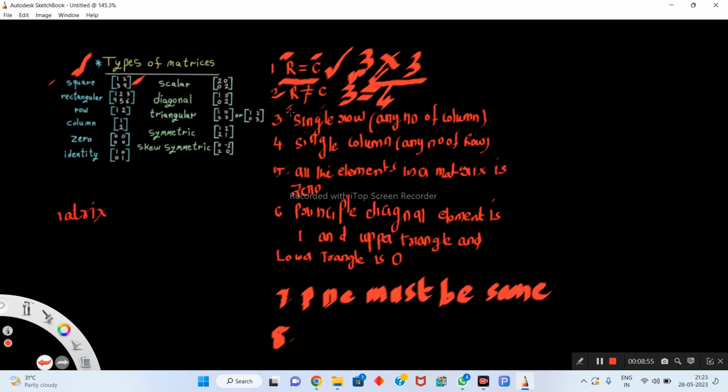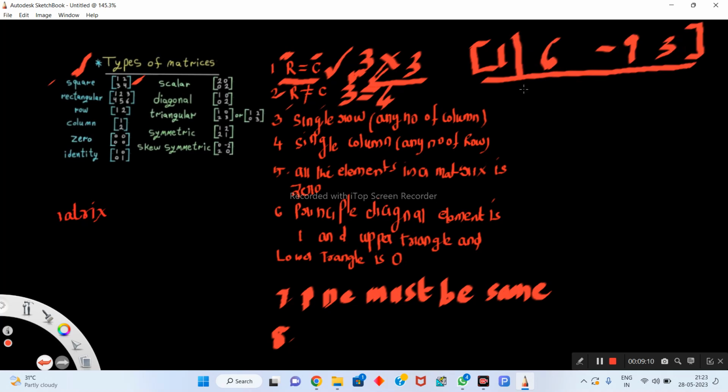How can we define a row matrix? Only a single row must be there, and we can have any number of columns, like 1 6 minus 9 3. This is also known as a row matrix. Here we have only one row, and how many columns are there? This is first column, second column, third column, fourth column. We have 4 columns and a single row, so this is known as a row matrix.